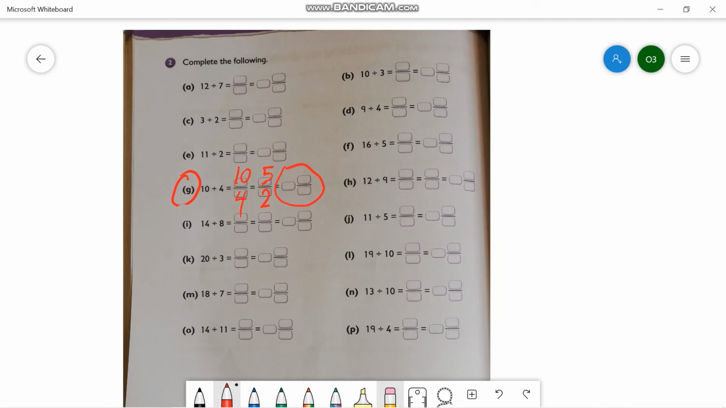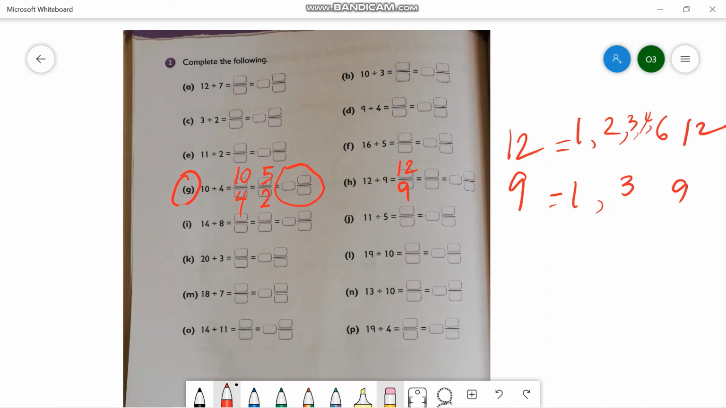Okay? So, that is 12 divided by 9. 12 divided by 9. So, again, this number can still be simplified. So, let's find the factors of 12 and 9 by listing down. Factors of 12, we have 1 and 12. We have 2 and 6. And we have 3 times 4. Okay? So, factors of 9, we have 1 times 9. And we have 3 times 3. Okay? So, we just have to write 1, 3.